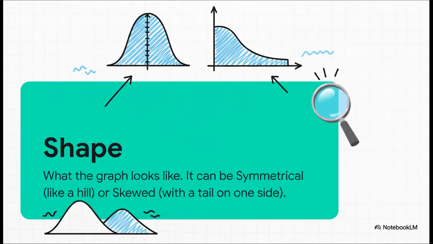Now, the shape is probably the very first thing you'll notice when you actually visualize the data. Does it look like a nice, perfect, symmetrical hill, or is it kind of lopsided, with a long tail stretching out to one side? Statisticians have a word for that. They call it skewed. And honestly, this one visual clue can tell you more in like 2 seconds than staring at a boring spreadsheet for 2 minutes ever could.